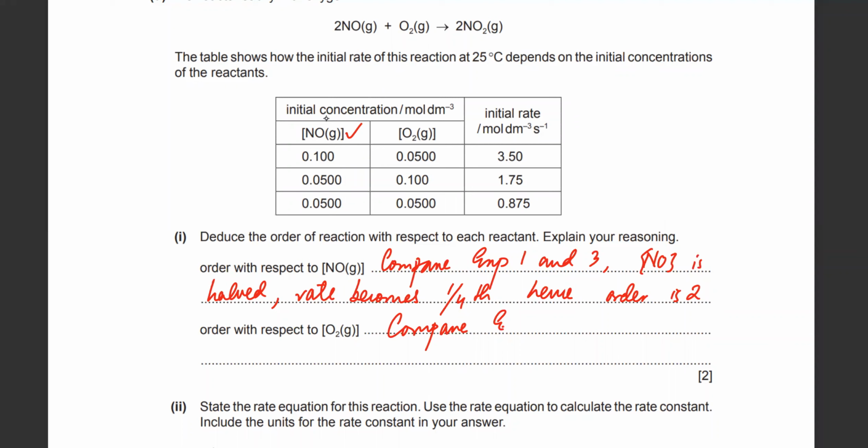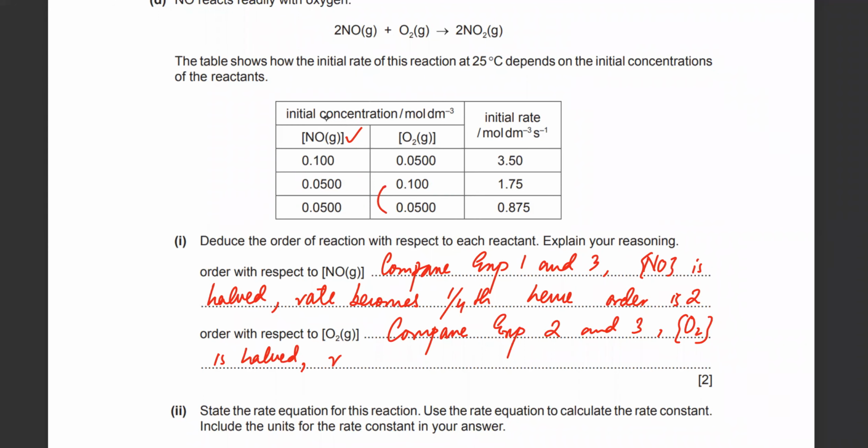ठीक, alright. और अगले में it's going to be comparing experiments 2 and 3. तो उसमें क्या हो रहा है कि O2 is the one that's changing. O2 is halved. And rate is also halved. मतलब वो भी आधा हो गया. So it's order 1, directly proportional.